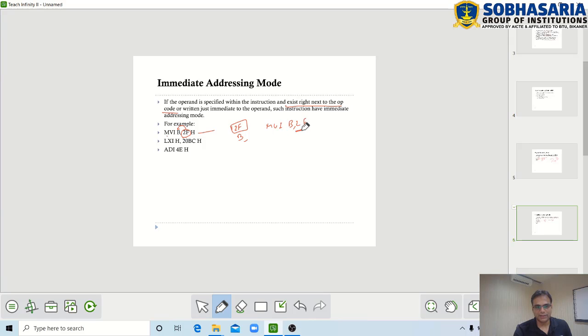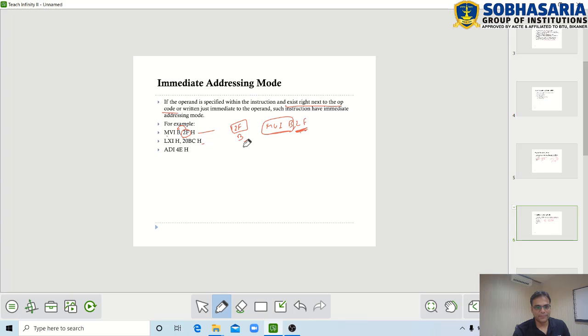So if I am going to write the data which is participating right next to the opcode, so the opcode is this one, this will have an opcode. I am going to write data, which is called immediate data, right after the opcode. Such types of instructions are said to have an immediate addressing mode.